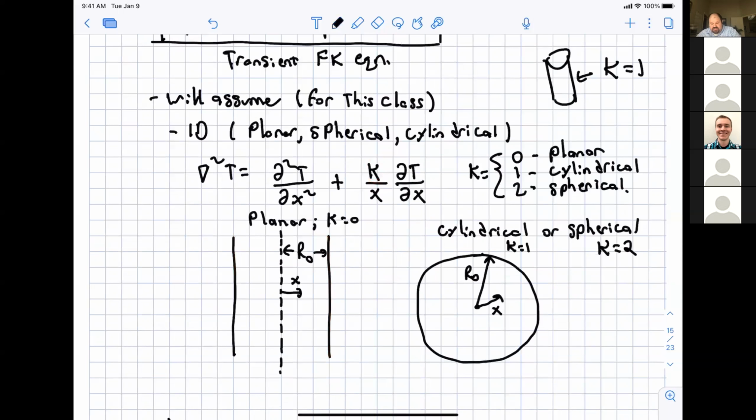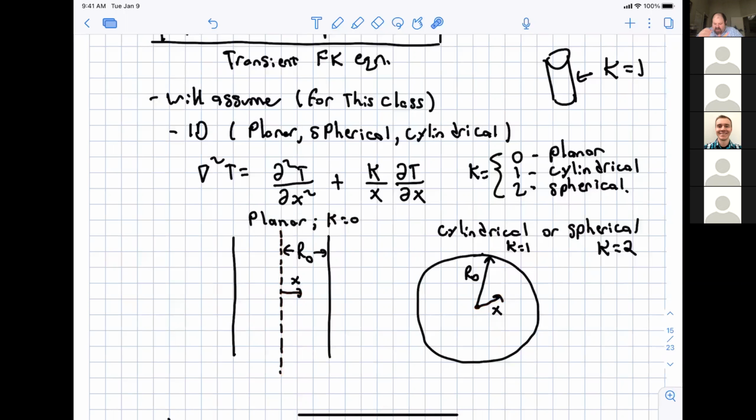And if kappa is 2, it is a perfect sphere. So I'm defining x in these cases to be from the center of the object, whether it's a cylinder or a sphere, and x is basically pointing in the positive direction, towards the outer wall. For the cylinder and the sphere cases, x would be our radial coordinate.